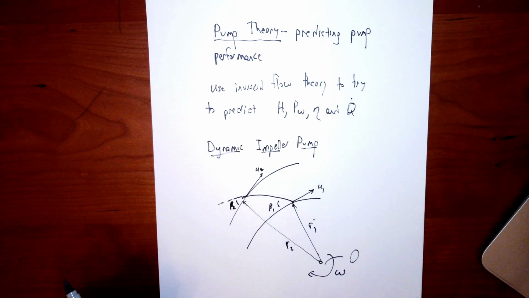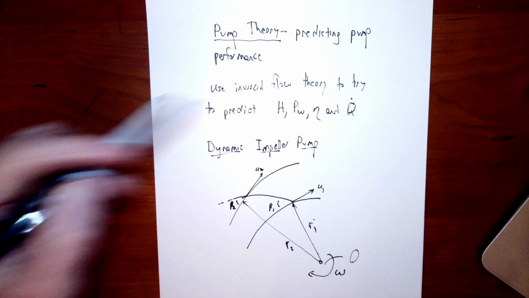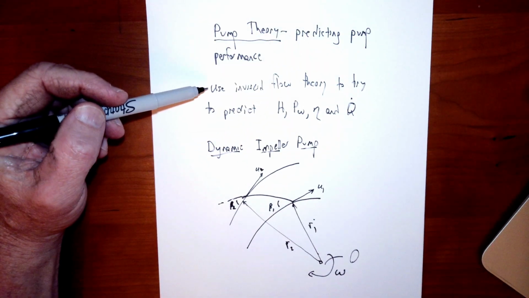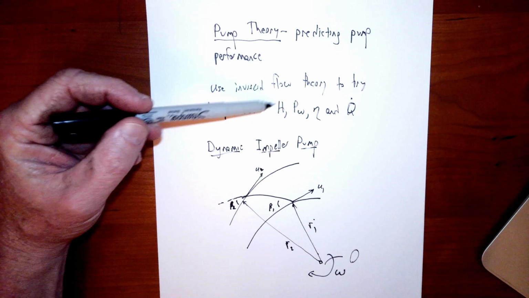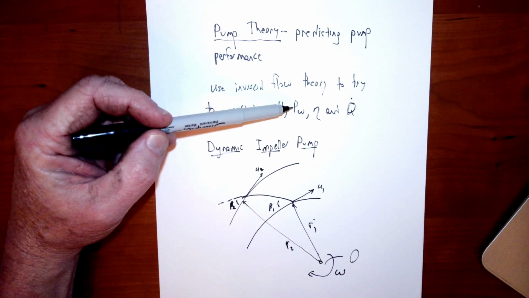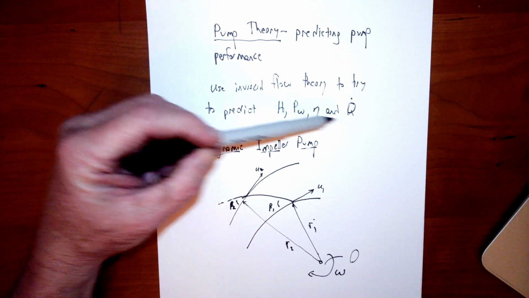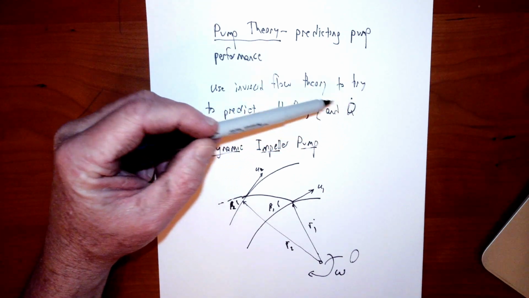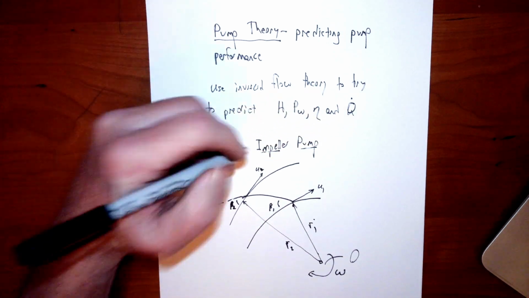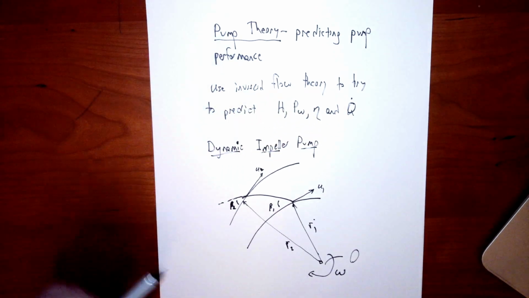We're going to try to use inviscid flow theory to develop ways to predict pump performance. So we want to be able to predict the head, the net head that the pump can produce, the power delivered to the fluid, the efficiency of the pump, or maybe the volumetric flow rate based on design parameters of the pump. So here's the way you do that.